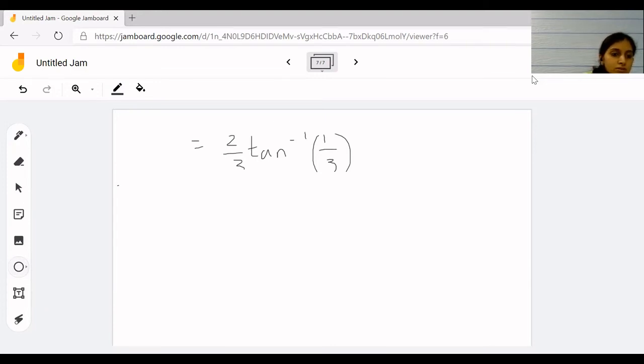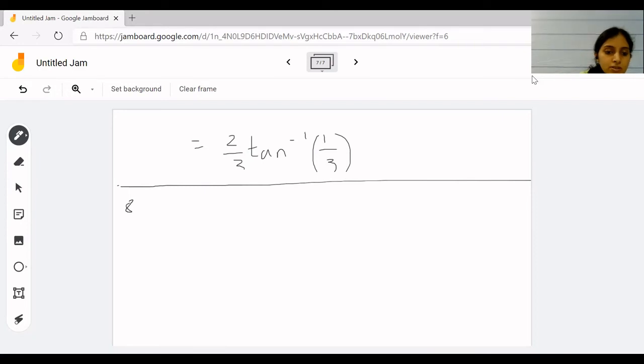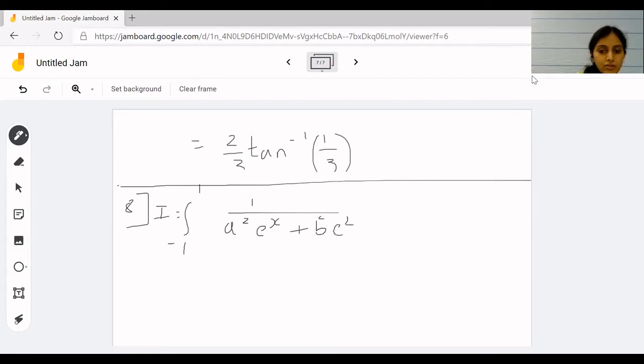Okay, let us begin with the next sum now. I'm moving on to question number 8. Question number 8 is again one where substitution plays an important role. So let us see question number 8. Integral from minus 1 to 1, 1 upon a square e raised to x plus b square e raised to minus x dx. So we'll say I is equal to this integral.